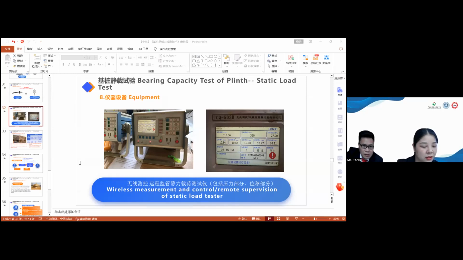The silted soil will have a poor bearing capacity. Yes.